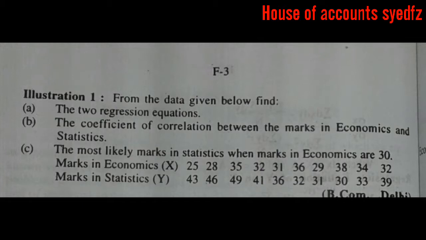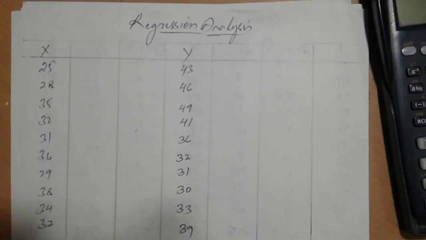The marks in economics are 25, 28, 35, 32, 31, 36, 29, 38, 34 and 32, and in statistics 43, 46, 49, 41, 36, 32, 31, 30, 33 and 30. Let's solve the question of regression analysis.